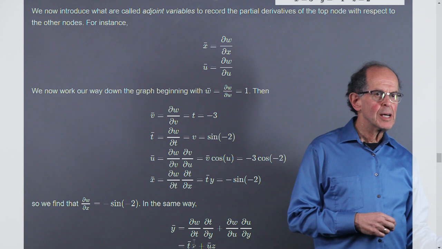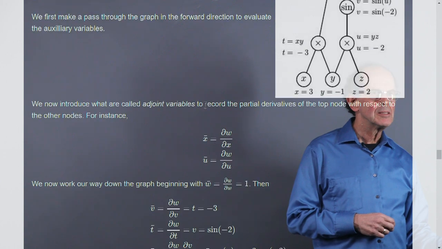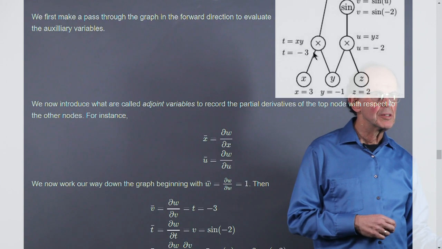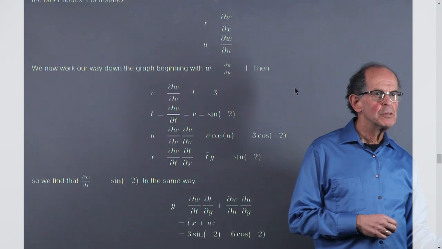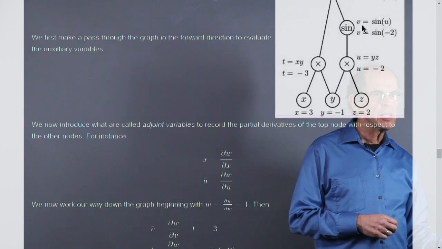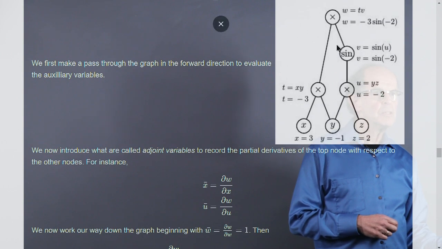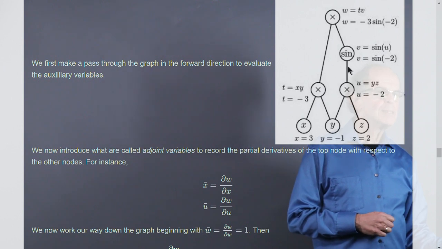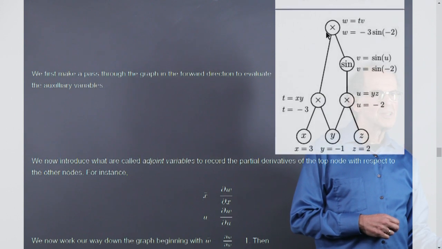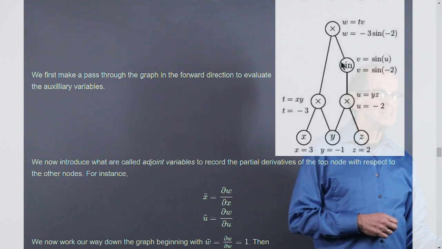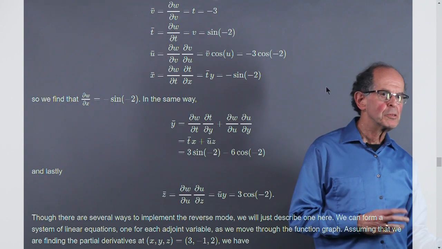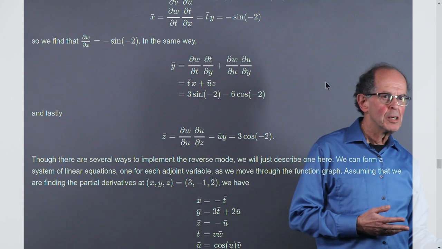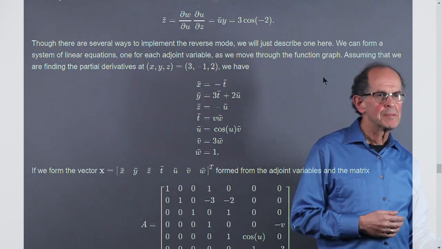And here's another example, dw dy. Well, dw dt dt dy, because y is involved in this branch. And then also dw du du dy. And dw du is dw dv dv du. So it's a triple product in the chain rule. When we substitute in all the numbers, we get the following list of derivatives.